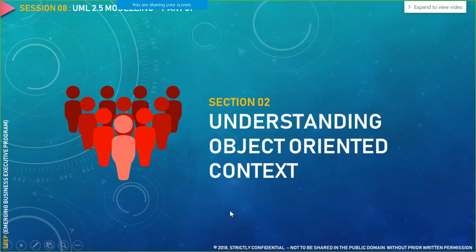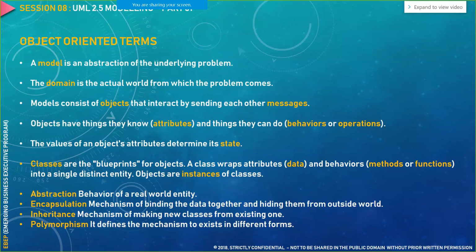Now, before moving into UML, we would first understand what object orientation is. When it comes to object orientation, we have specific terms to address. For example, a model is an abstraction of the underlying problem. So whatever we are modeling using a particular UML diagram is nothing but a problem statement.